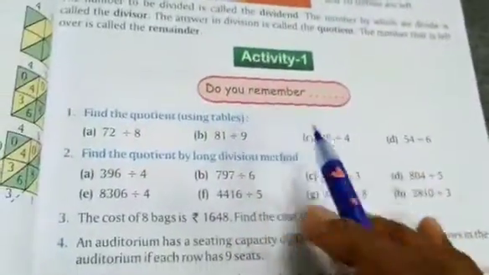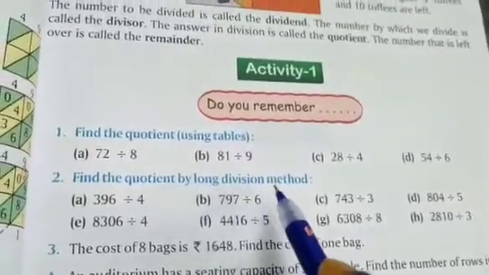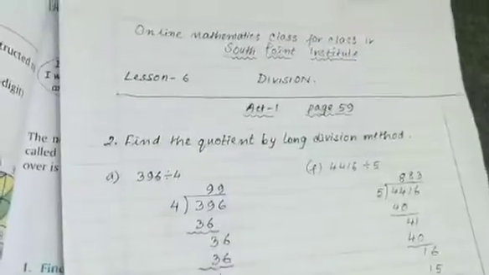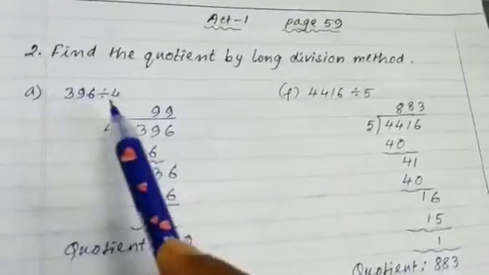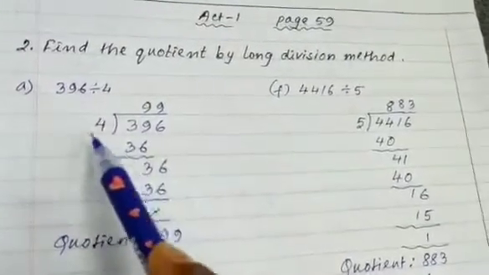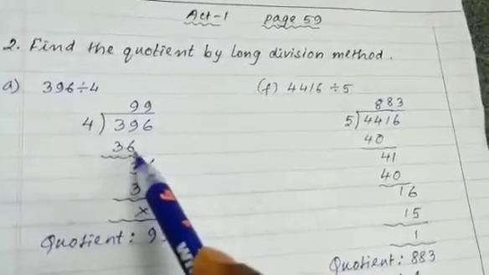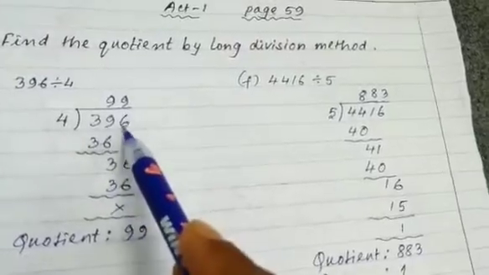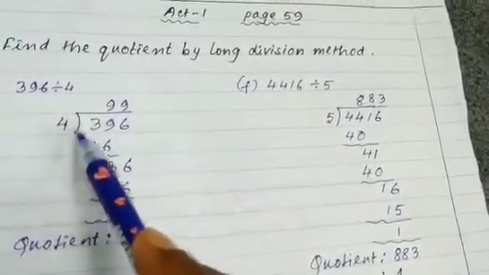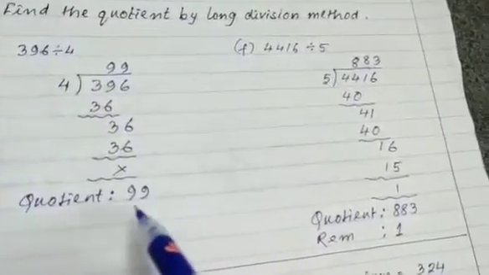Okay students, now come to activity 1, sum number 2. Find the quotient by long division method. It is the same type of division that you did in class 3. Now I will show you how to do this sum. 396 divided by 4, so I have written 4 divided into 396. 4 9s are 36. So this is 9, and I subtract that. It comes 3 and 6 comes down. So 4 9s are 36, so there is no remainder, so I will put a cross. So the quotient is 99.